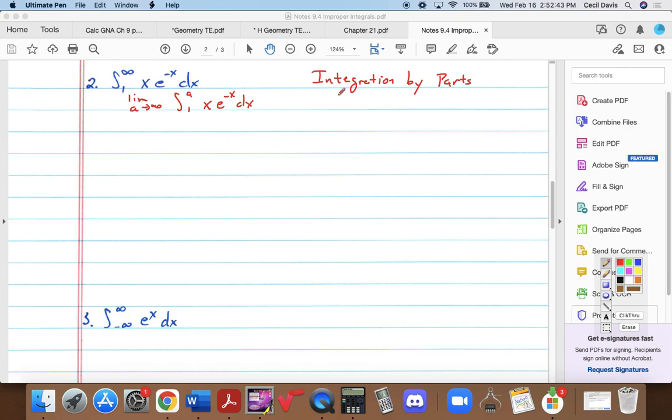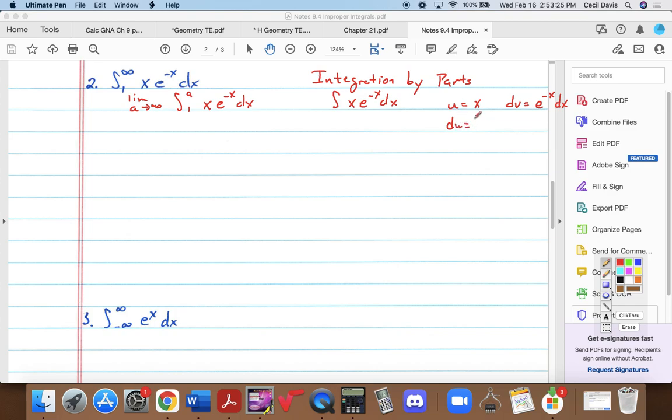So if I have the integral of x e to the negative x dx, do you remember how to pick the u and the dv? The little catchphrase. LIATE. Do we have any logarithms? No. What's the I? Inverse. What is the P? Polynomial. We do have a polynomial. So u will be x, and dv will be e to the negative x dx.